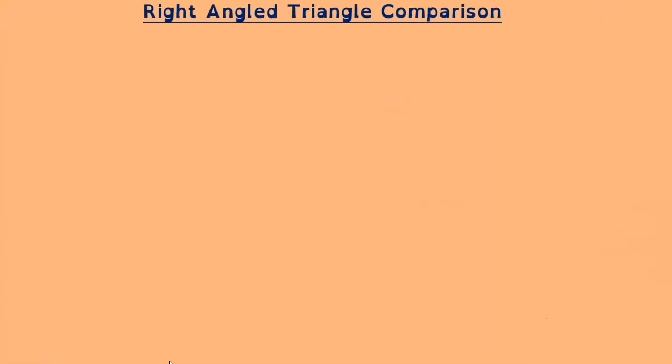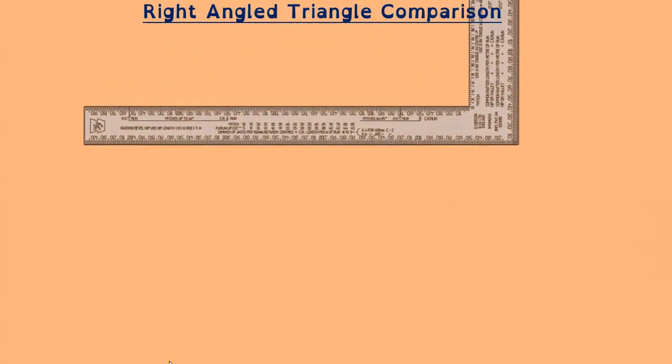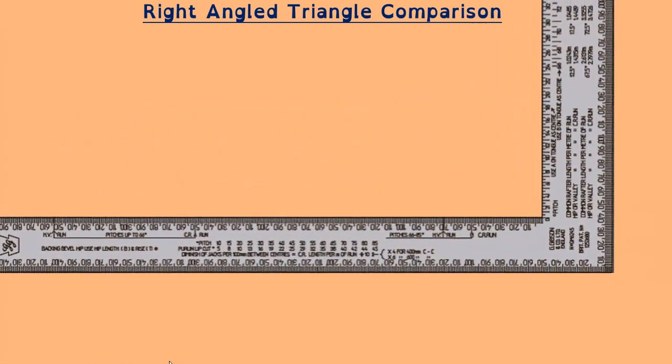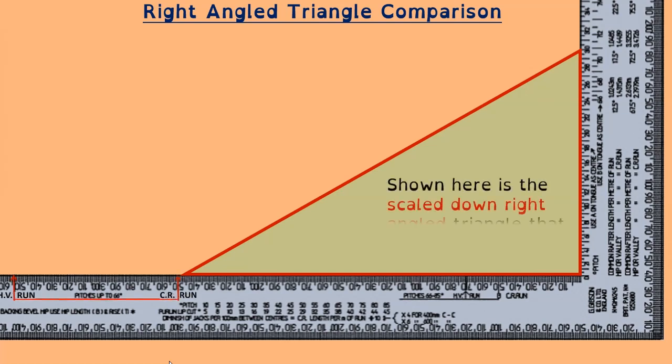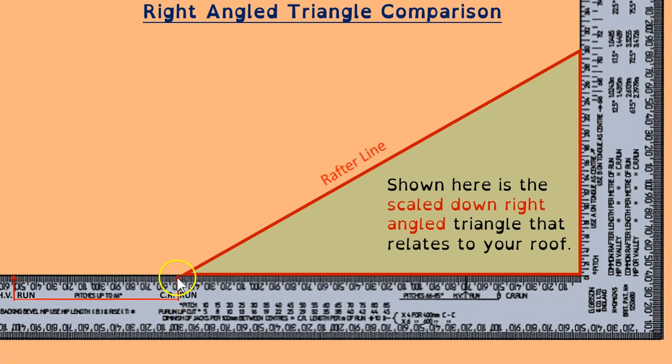So I just want to help you visualize how this relates to the right angle triangle that forms your typical roof. Here is your right angle triangle in red, and it's a scaled down version of your roof, really, which is what the square is based on. So here you'll see the common rafter run point there. From here to here is the run, from here to here would represent the rise, and of course from here to here is the rafter line length, all scaled down.